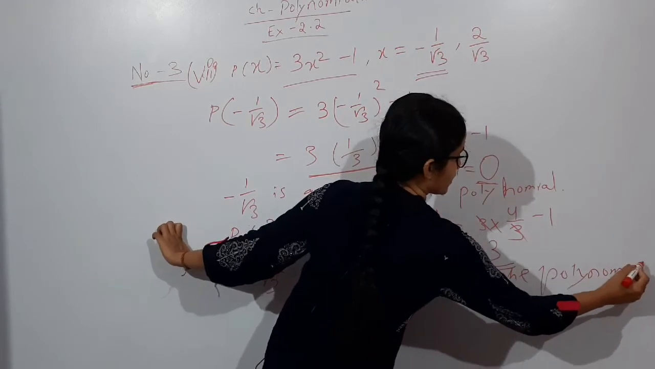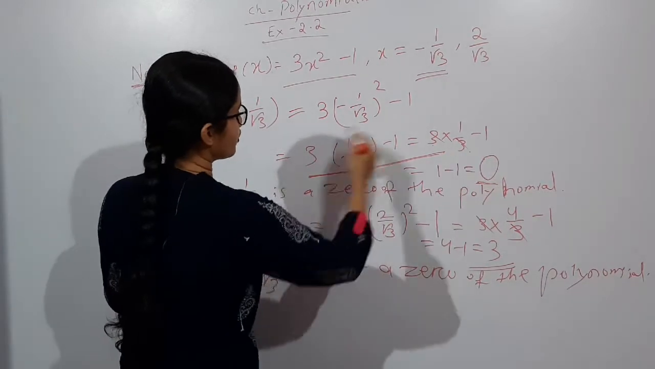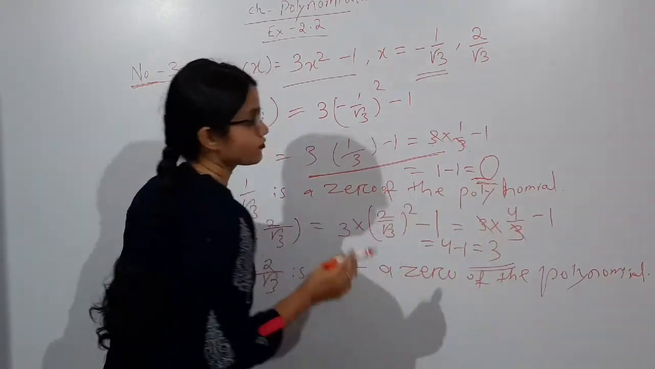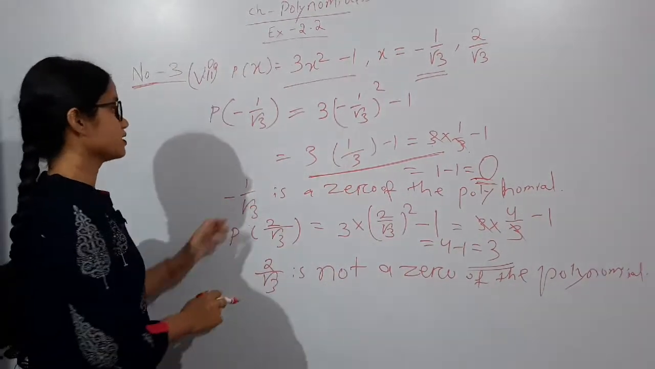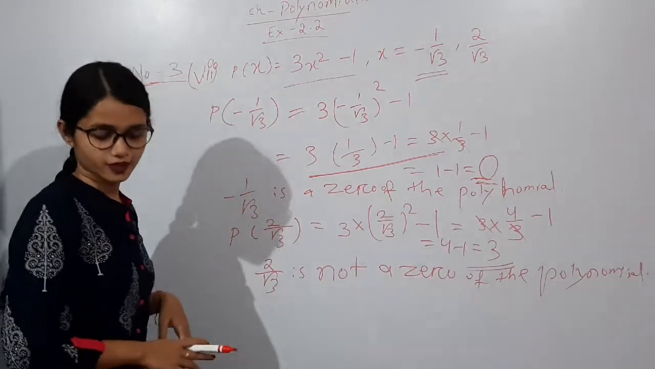Okay, why? Because it is not equal to 0. The whole value of the polynomial should be 0, and if not, then that value of x is not a 0 of this polynomial. Okay.